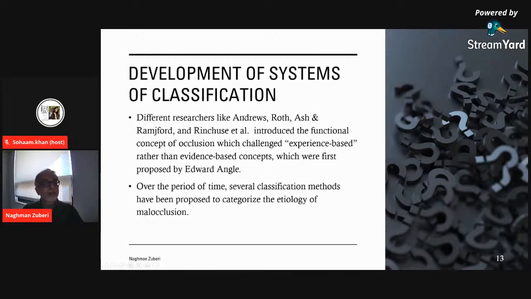Well, Andrews brought his own concepts of occlusion with his 6 keys to normal occlusion. Roth also worked on the dynamic and functional. Similarly, all other scientists. So over the period of time, several classification methods have been proposed to categorize the etiology of malocclusion.